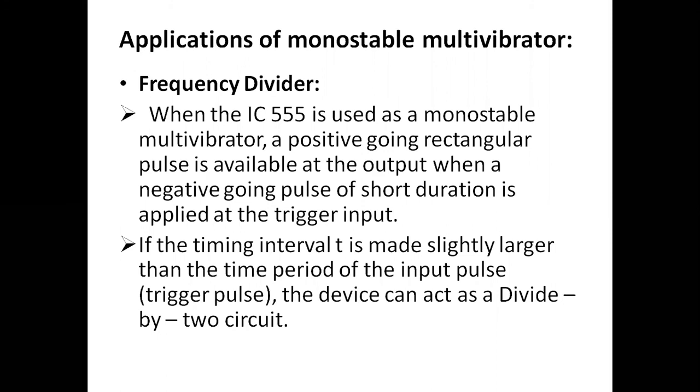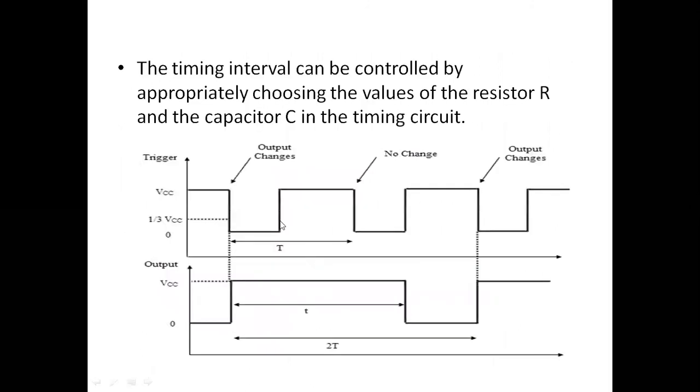So if the timing interval is made slightly larger than the time period of the input pulse, that means if the product of R and C values is greater than the time period of the input pulse, then this device acts as a frequency divider circuit. So in order to use the monostable multivibrator as a frequency divider, we should take the product of R and C values slightly larger than the time period of the input pulse. So here we can have some input and output pulse.